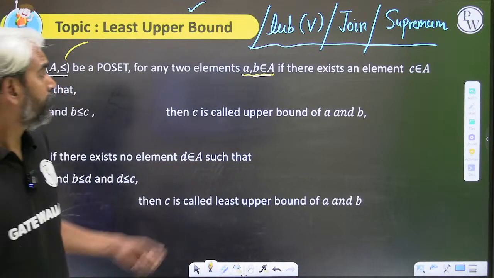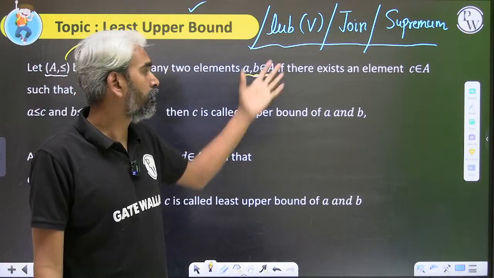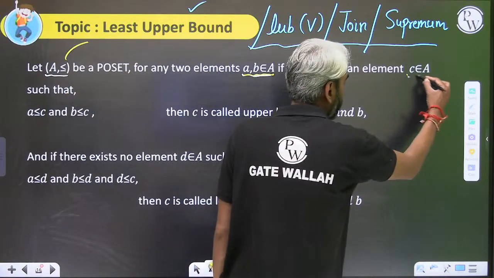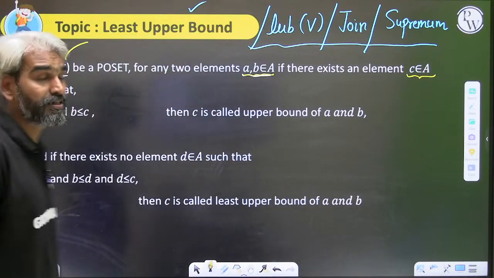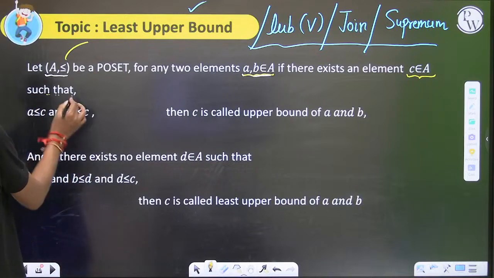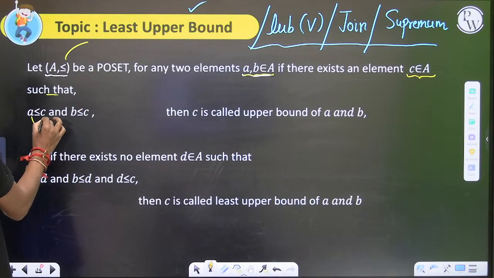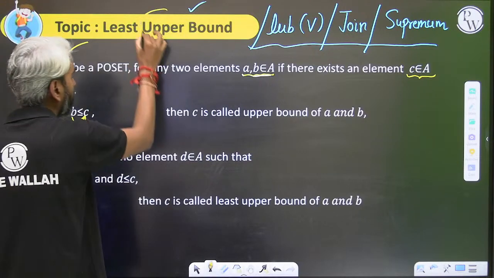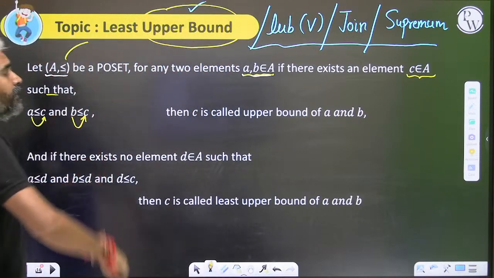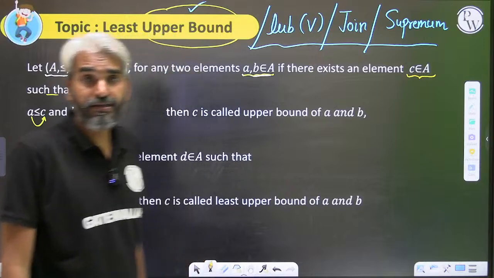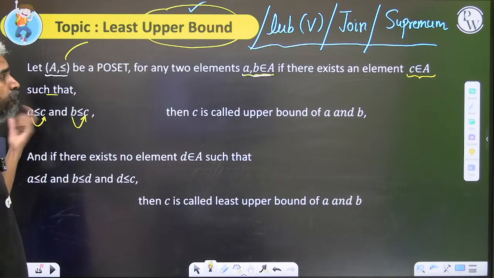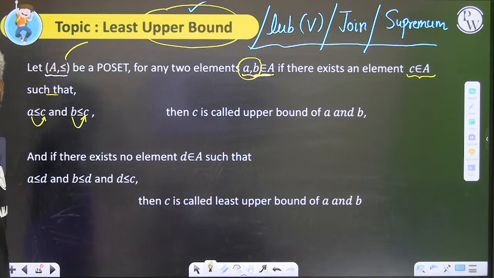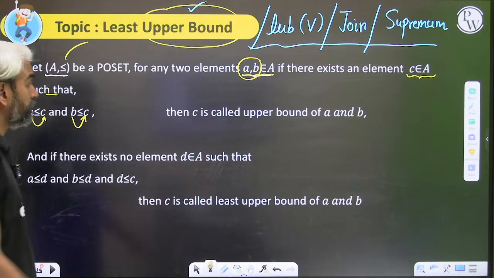If you have any pair of elements a and b belonging to set A, and if there exists any element c belonging to set A such that c is on the upper side of a as well as on the upper side of b. What are we looking at? We are looking at the upper bound. The elements which are on the upper side of both a and b will be called an upper bound of a and b.